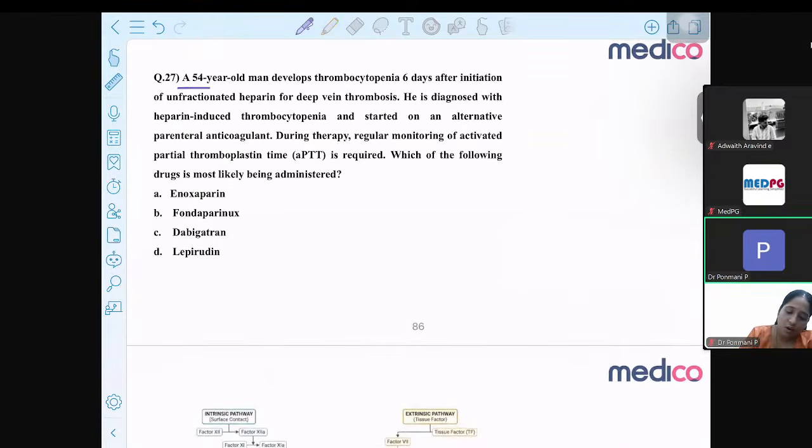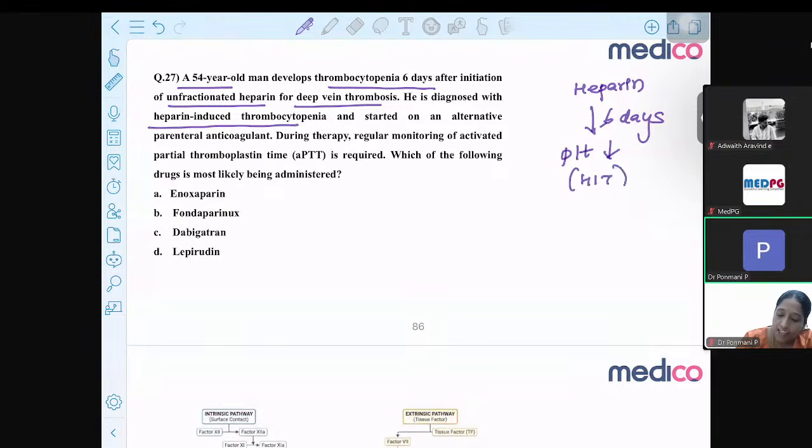A 57-year-old man develops thrombocytopenia 6 days after the initiation of unfractionated heparin for DVT. So he is given heparin. After 6 days, his platelet count has decreased. And he has been diagnosed with heparin-induced thrombocytopenia. He is started on an alternative parenteral anticoagulant. During therapy, regular monitoring of aPTT is required. Which of the following drugs is most likely to be administered? So this is the question.